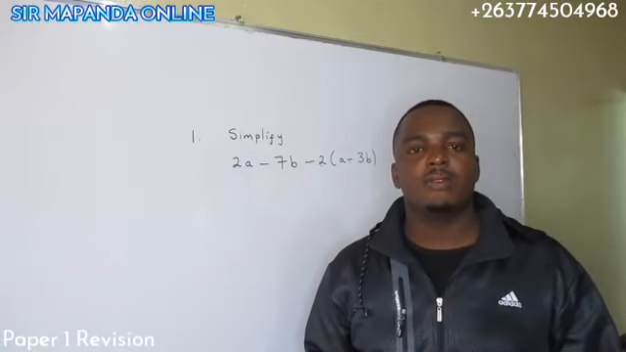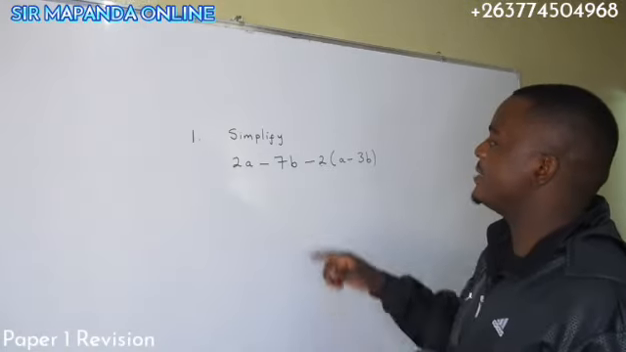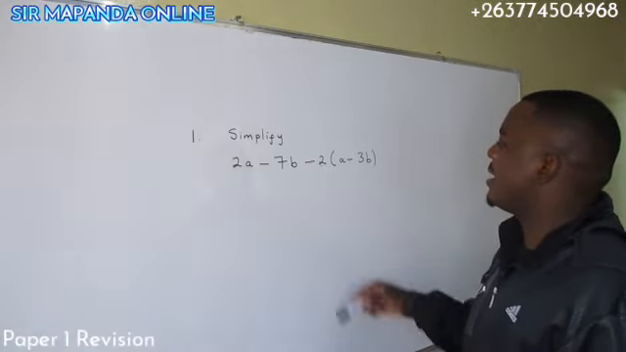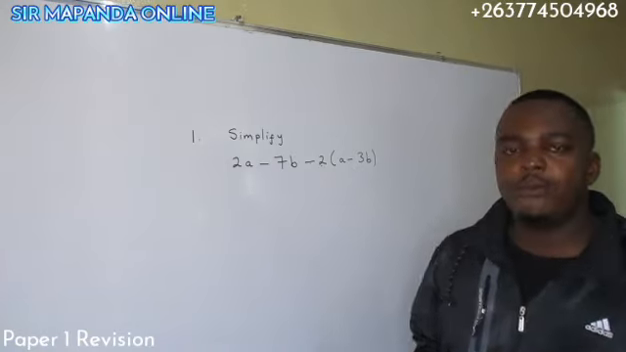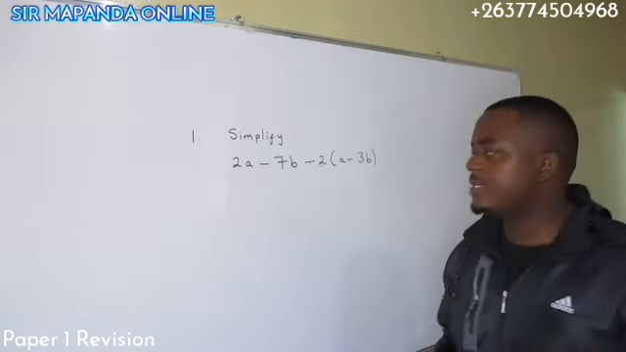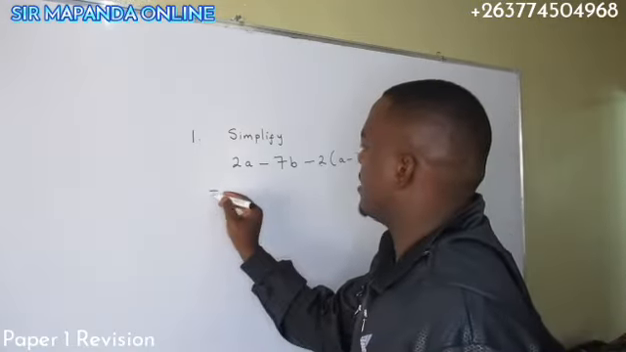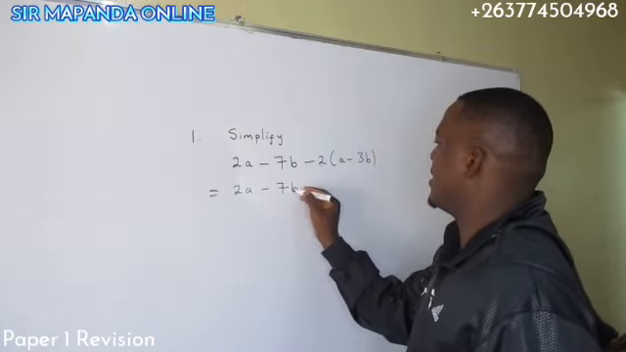Right, so we are going to start with the first question. It reads, simplify 2a minus 7b minus 2 open bracket a minus 3b. Right, so to simplify is to shorten. We want to remove the brackets and then collect like terms. So we are going to say 2a minus 7b.